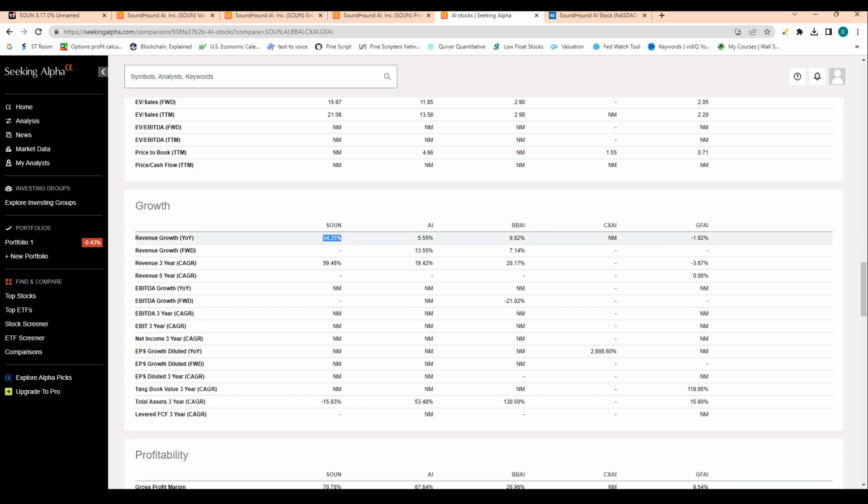So we see 54% growth year over year, which is awesome and pales in comparison to all peers. So this 54% number is better than all peers, which we absolutely love to see. And the 3-year compounded annual growth rate of 59% is well above the peers as well. So, overall, SoundHound AI definitely stands out from the peers in terms of growth and has significant growth above those peers, right?